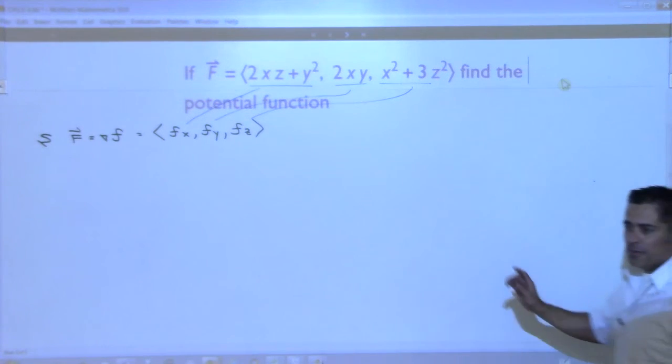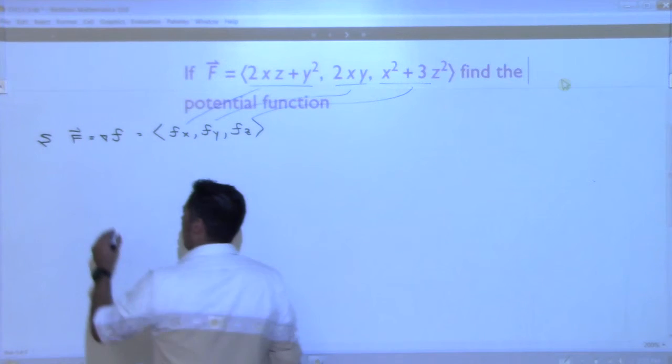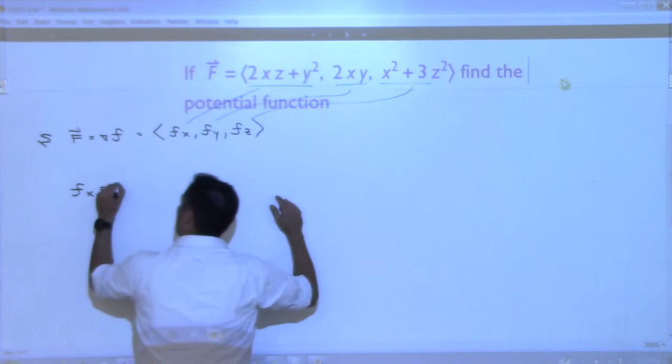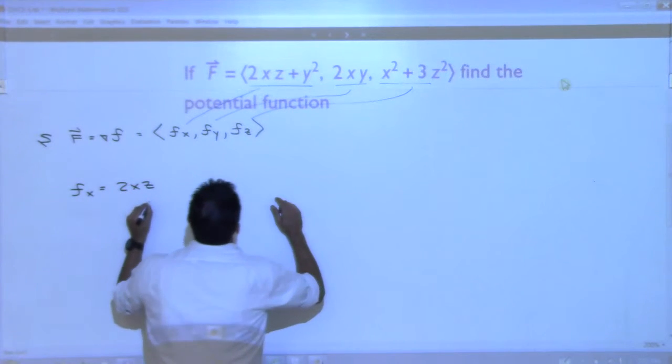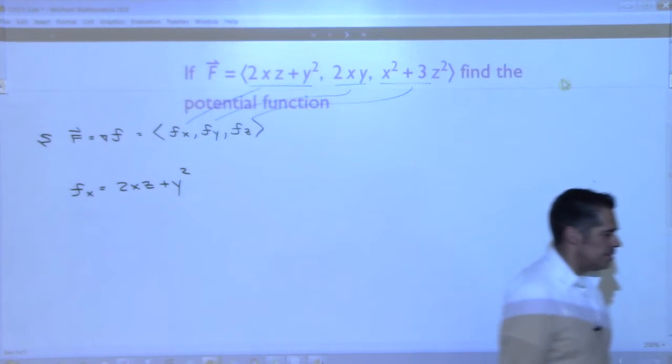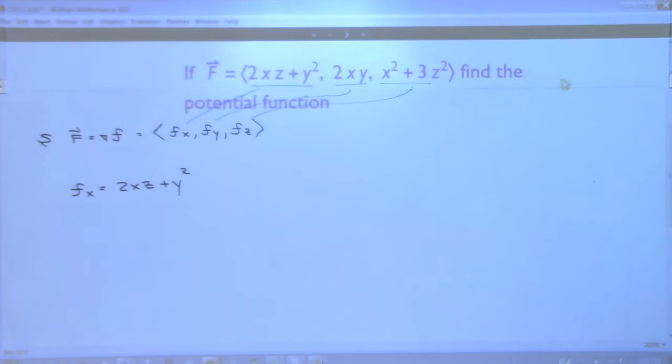So let's start off like we did the last one. Let's write down: partial of f with respect to x would have to be 2xz plus y squared. And then let's try and recover what little f is. So how do we do it?